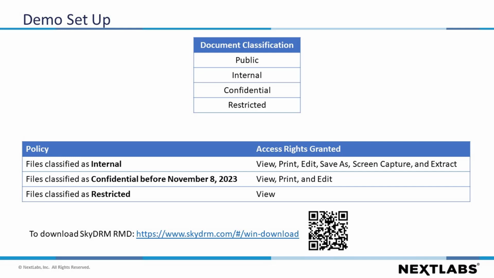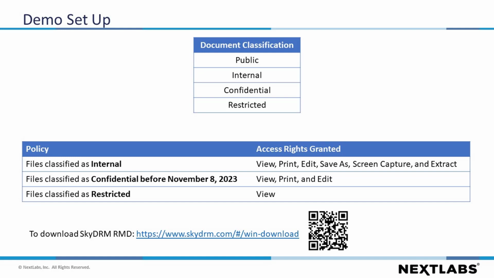In the policy, access rights for files classified as internal, view, print, edit, save as, screen capture, and extract rights are granted to files with internal label. In the policy, access rights for files classified as confidential, view, print, and edit rights are granted to files with confidential label before November 8, 2023. In the policy, access rights for files classified as restricted, view rights is granted to files with restricted label.